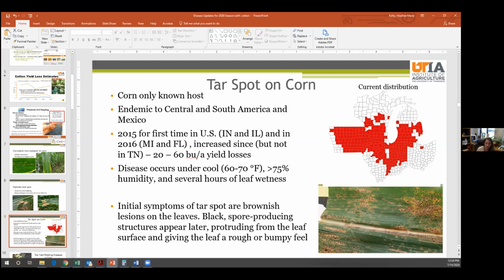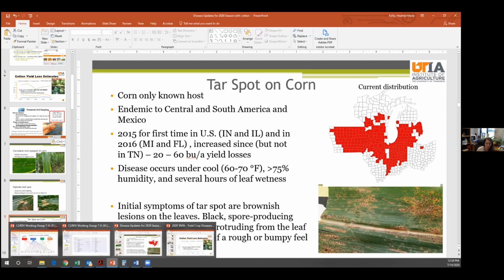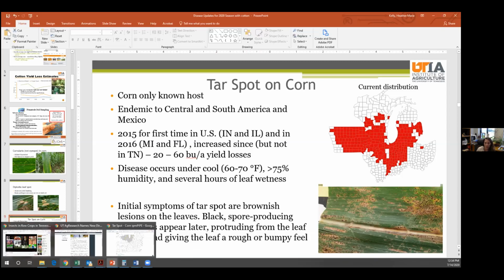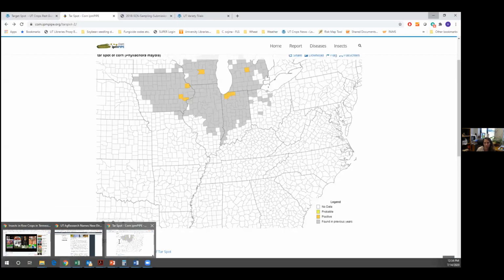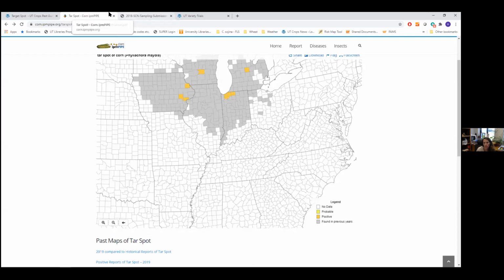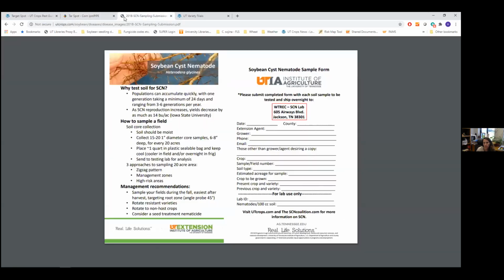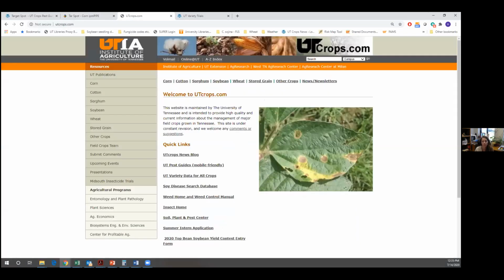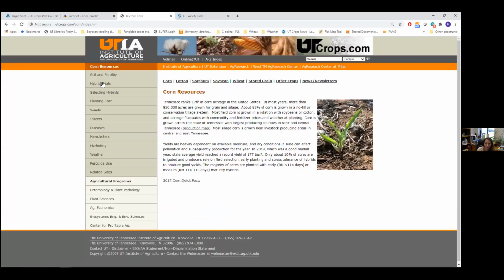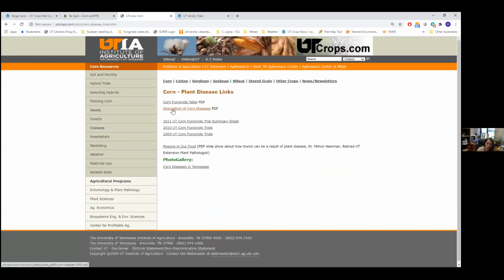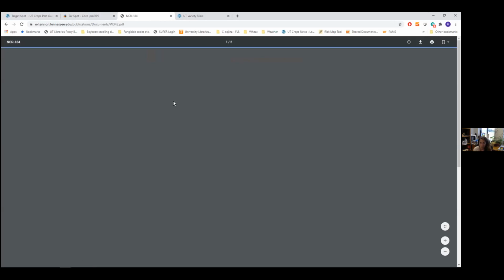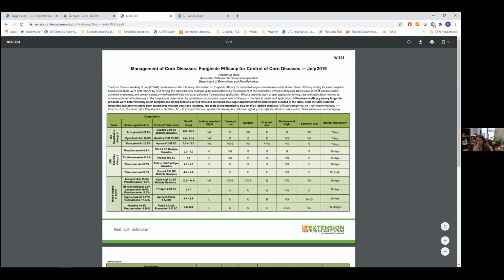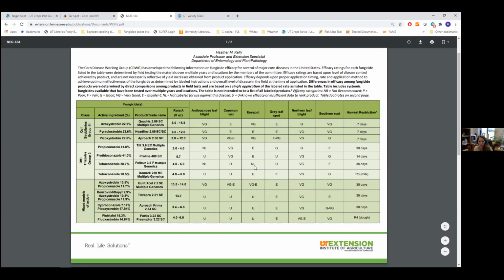But if you do identify there's gray leaf spot or southern rust in a field, and fungicides are warranted to go out, again, one of the places you can go, we'll go back to our utcrops.com. Under corn, again, diseases, and we have our fungicide corn table. And it is updated. It just hasn't been processed through the system yet to be updated on the website, but there's very few, if any, really changes from last year's. Zoom in a little bit on it for you.